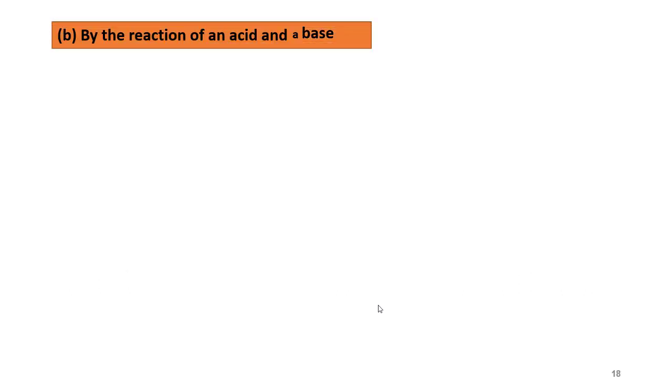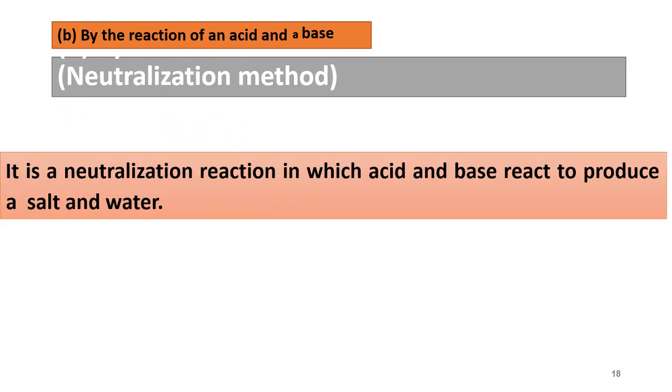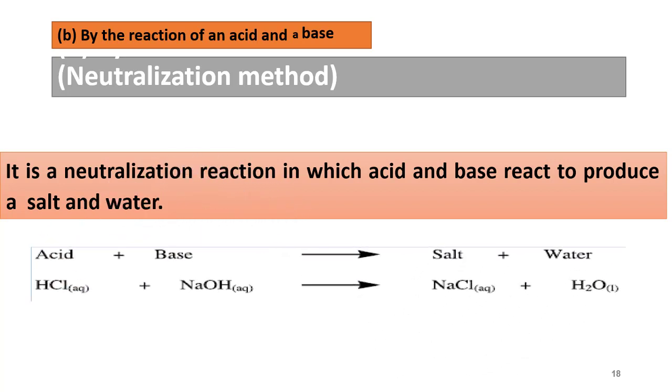Let's see the next method: by the reaction of an acid and a base. This method is also called a neutralization reaction. It is a neutralization reaction in which acid and base react to produce salt and water. Students, you have already learned the neutralization reaction between an acid and a base to form salt and water. Here the acid is hydrochloric acid. It reacts with the base sodium hydroxide to form the salt, sodium chloride, and water.